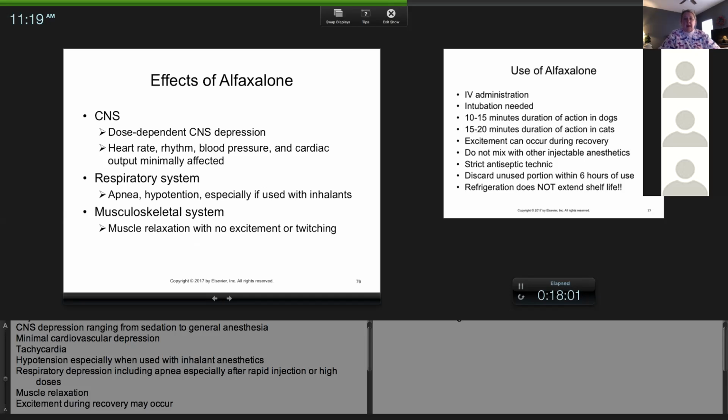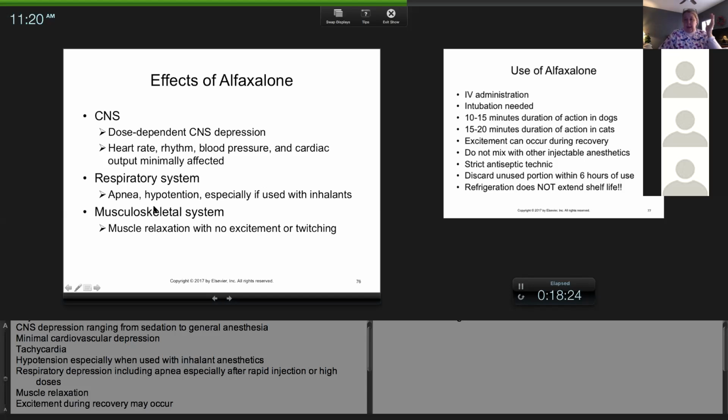But it has less effect on the heart rate, strength of contraction, and blood pressure. So it's a little bit better for the cardiovascular system. So when I said I had that hypotensive patient, I need to do anesthesia, I probably choose Alfaxan over propofol because it doesn't cause as much hypotension.